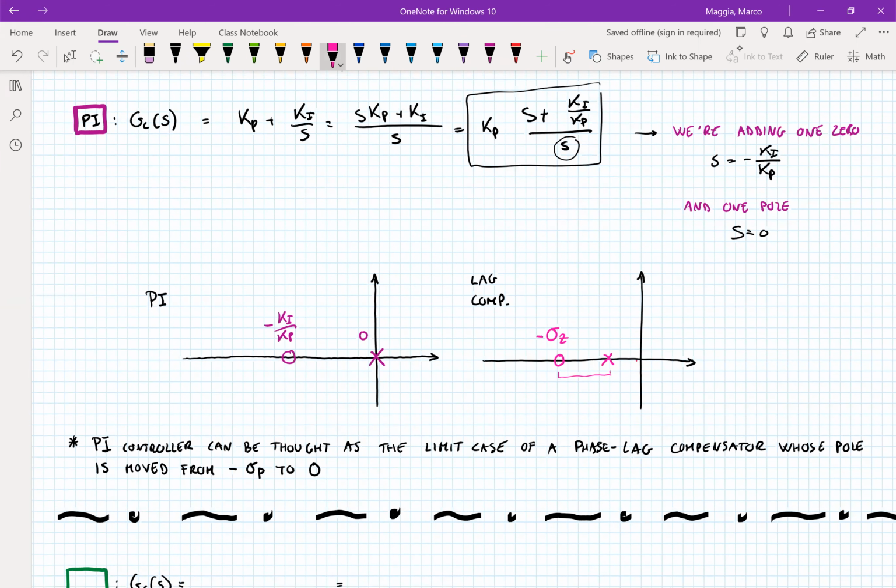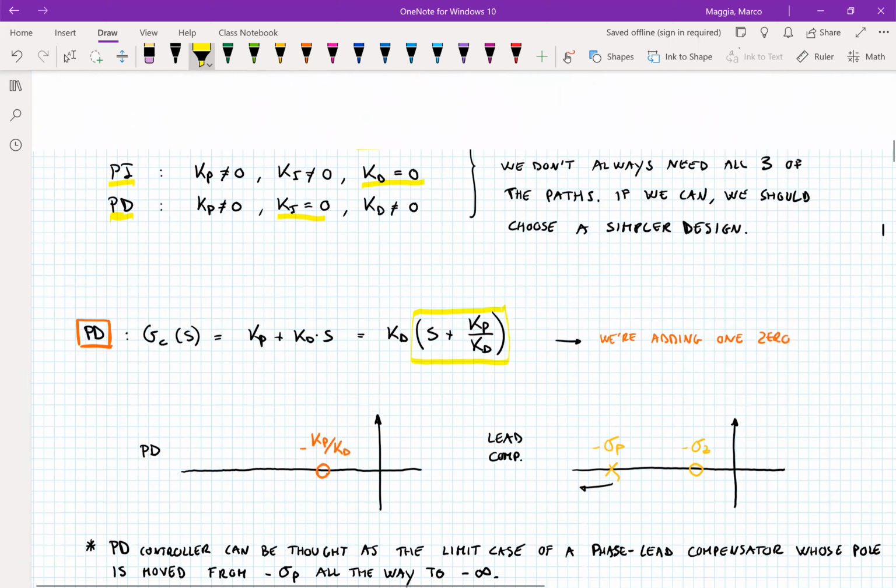So you can see that we have sort of the same structure in which the real zero is to the left of the real pole. So you can think about the PI controller as the extreme case for a lag compensator, in which the pole of the compensator is pushed all the way to the origin.